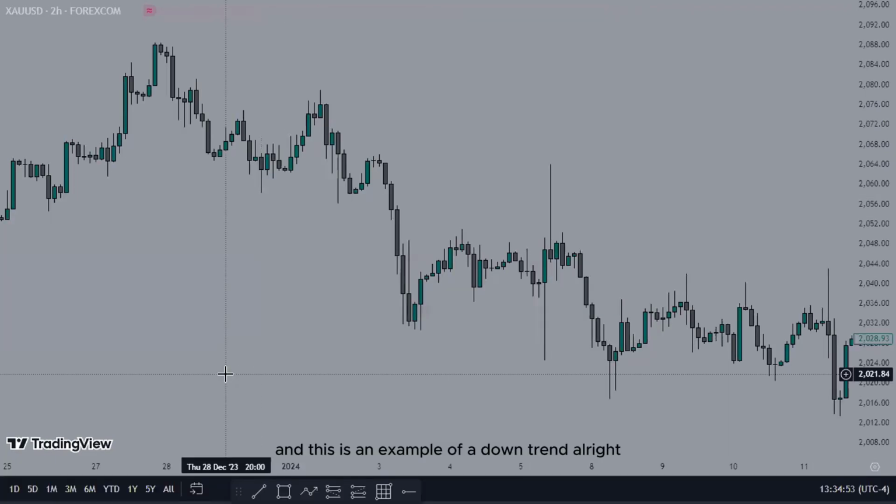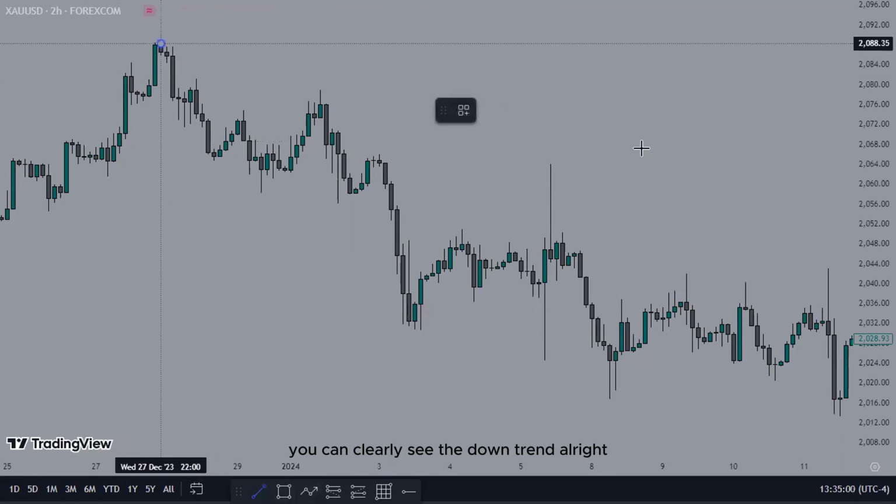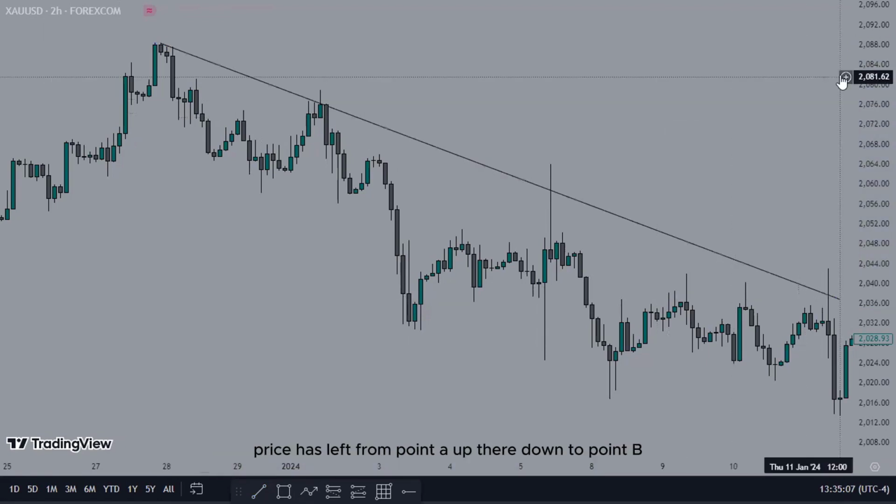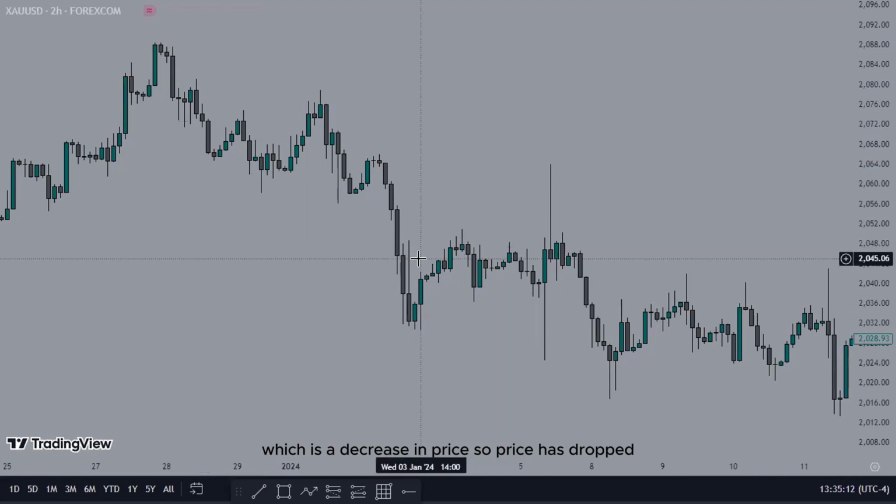And this is an example of a downtrend. All right. Now, looking at this, you can clearly see it's a downtrend. You can see the trend line sloping downwards. You can also see the prices here changing because why? Price has left from point A up there down to point B, which is a decrease in price. So price has dropped. The market is trending down.